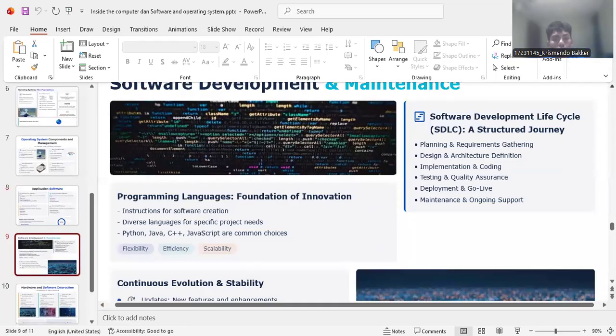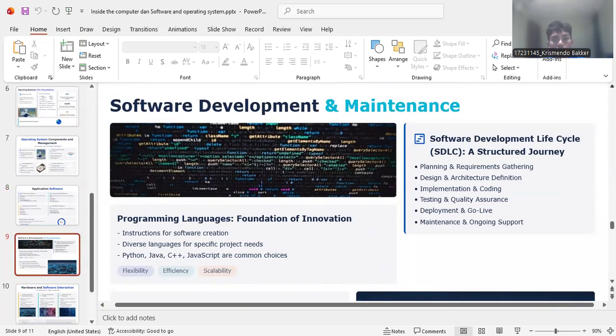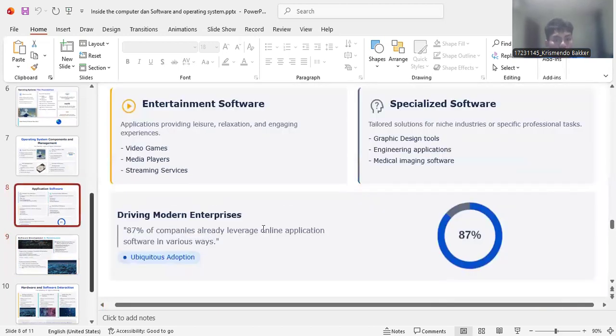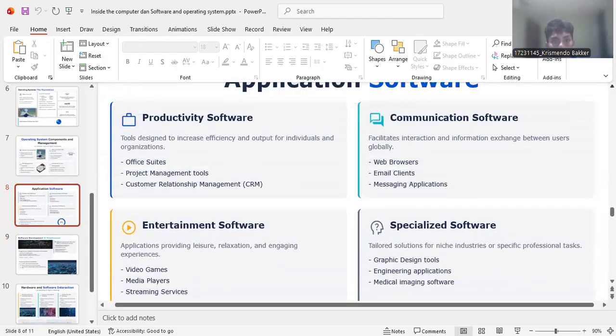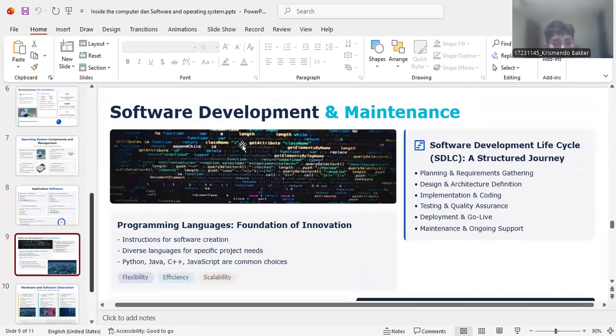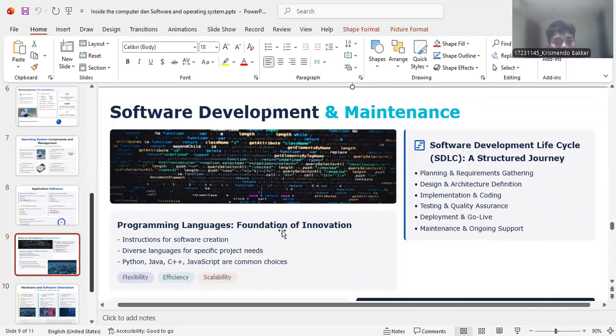Okay, and the next, software development and maintenance. Programming languages, the foundation of innovation, provide instructions for software. They are written in diverse languages for specific project needs. Python, Java, C++, and JavaScript are common choices.